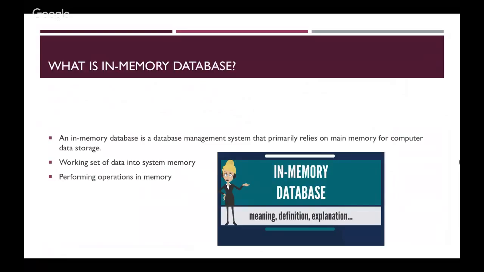What is an in-memory database? An in-memory database is a database management system that primarily relies on main memory for computer data storage. In-memory databases put the working set of data into system memory either completely or partially. And it is not just storing the data in memory, but it is also performing operations in memory, which I will talk a little bit about later in my presentation.